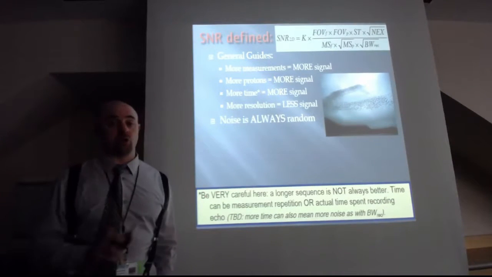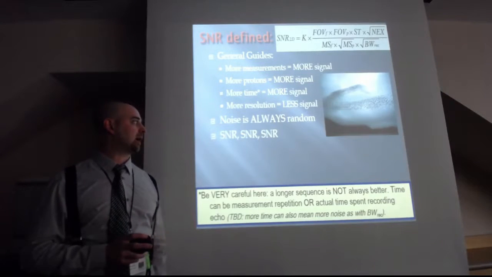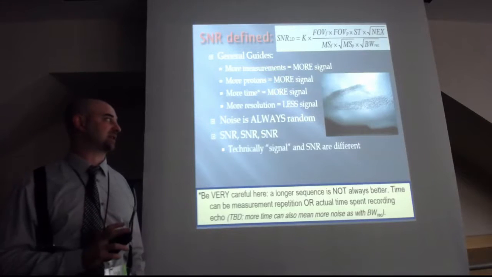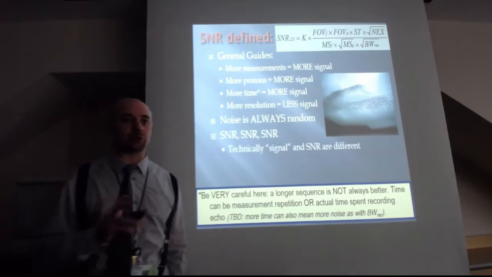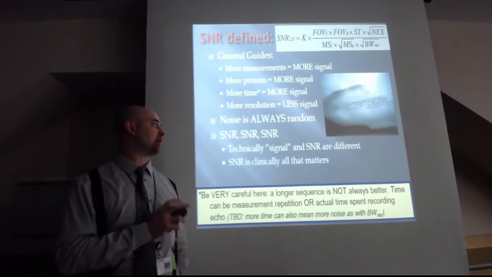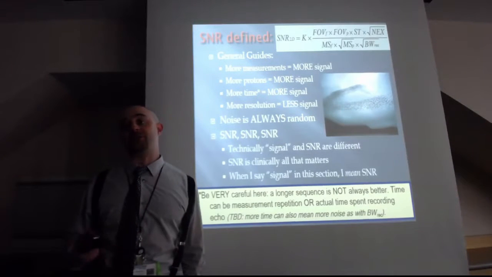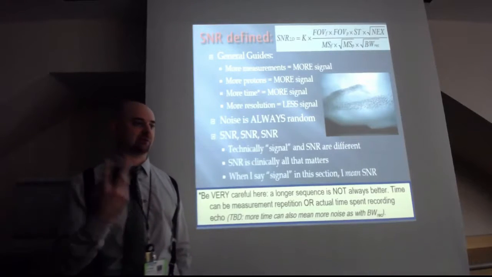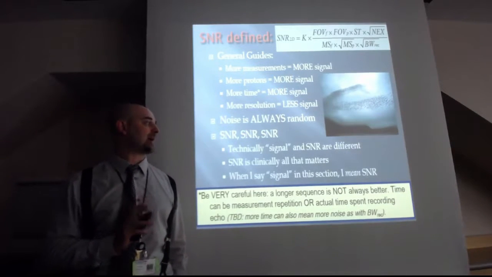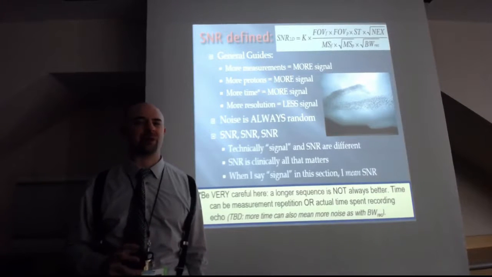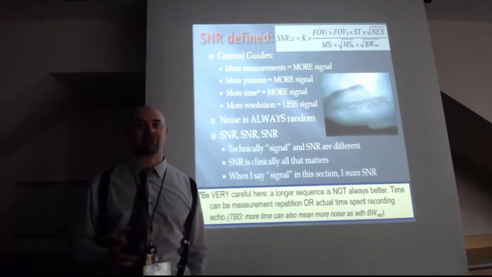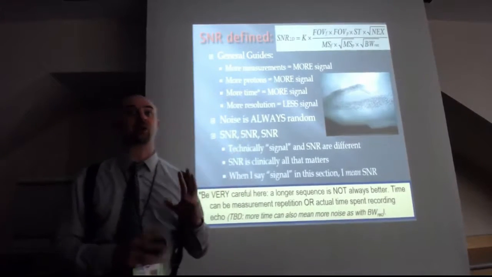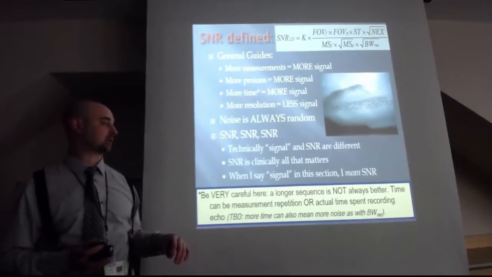Okay, remember that noise is always random, and SNR is the central concept that we're discussing here. Technically, signal just means absolute signal, right? But really all that clinically matters is the signal-to-noise ratio, or the contrast-to-noise ratio, which is a derivative of two signal-to-noise ratios. When I say signal for the rest of the talk, basically I mean SNR. I'm not talking about absolute signal. So when I say field of view increases signal, I mean field of view increases SNR. Okay.